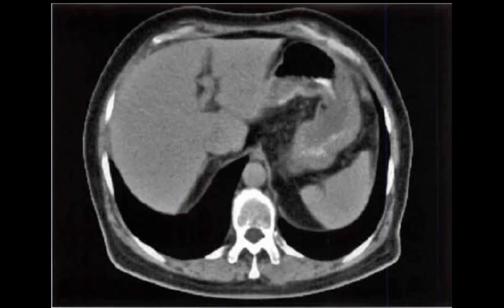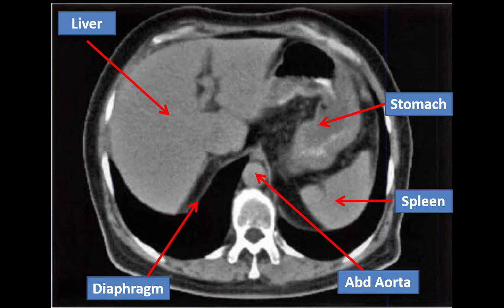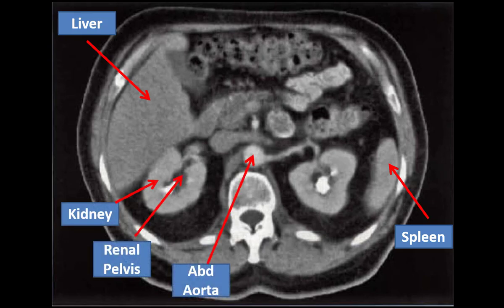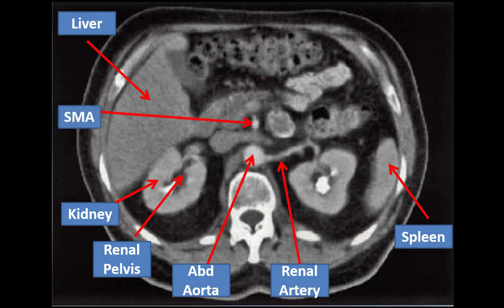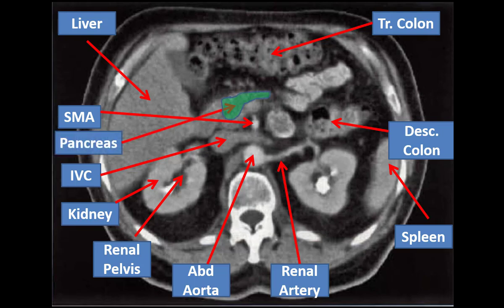Little about CT abdomen. CT abdomen, if you take just at the level of lungs and diaphragm, you see this is how a liver looks like, spleen, this is stomach, this is abdominal aorta, and this is the diaphragm, and these are the part of lungs. As you go down, you start seeing the kidneys. This is liver, spleen, kidney. This is renal pelvis, abdominal aorta, and renal artery is coming out of it. And this is superior mesenteric artery, and here lies the pancreas. IVC, descending aorta, transverse colon, and pancreas.